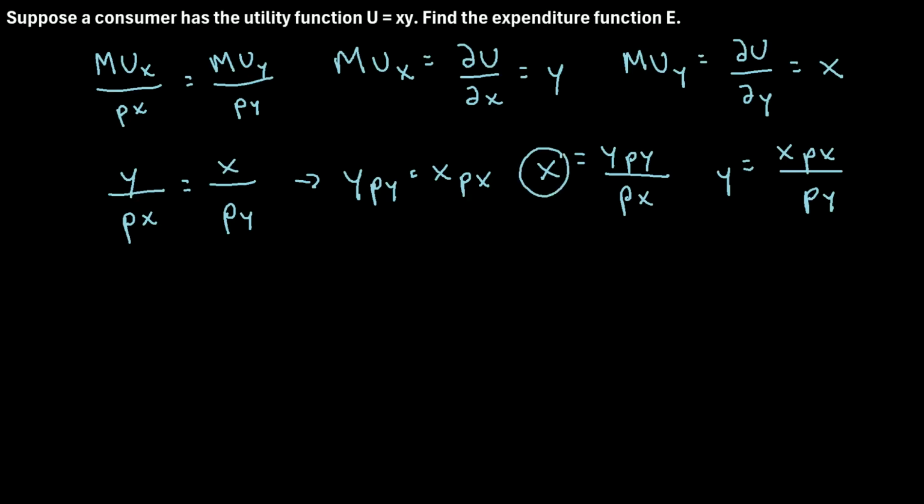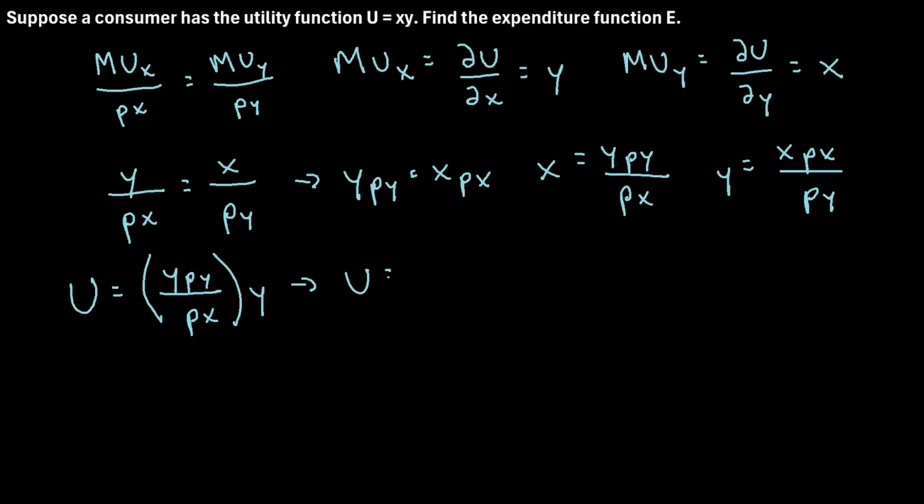Now what we can do with these x and these y values is plug them back into the utility function. So let's start with x. Let's plug in this value for x into the utility function. So we'll get u is equal to, we'll have y times the price of y divided by the price of x times y. So let's go ahead and solve this equation for y. So we'll get u is equal to y squared times the price of y divided by the price of x.